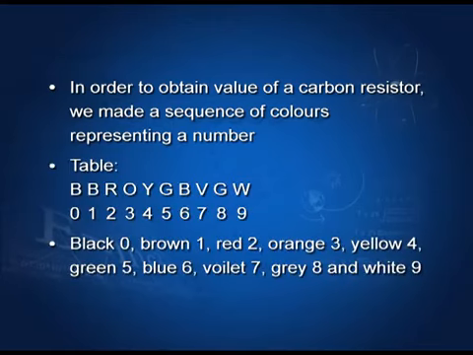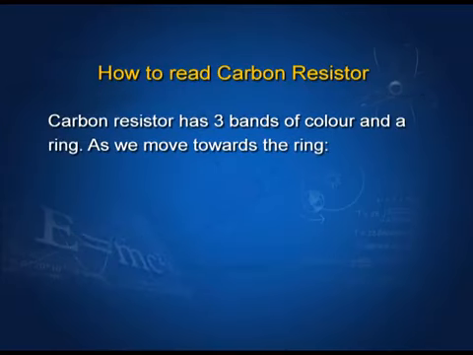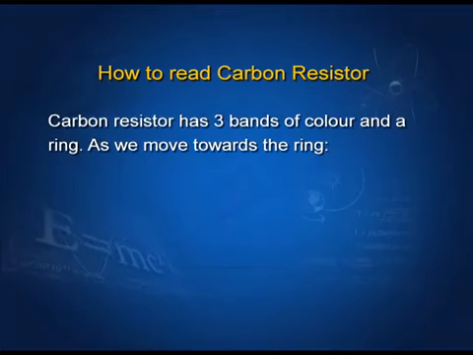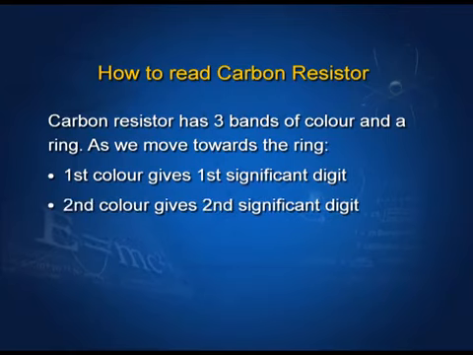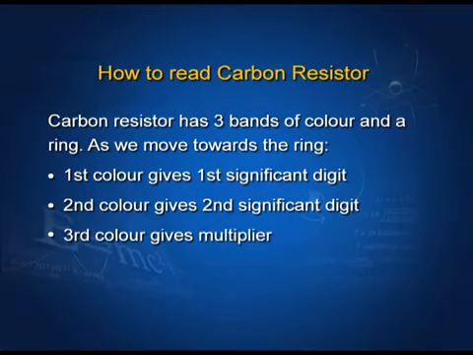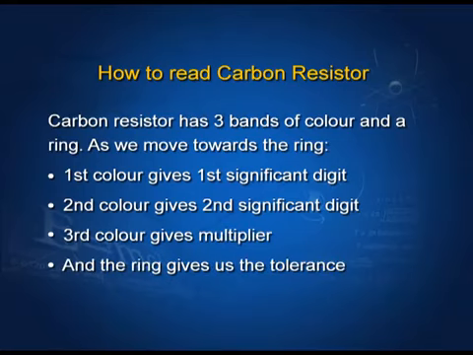Black is given 0, brown 1, red 2, orange 3, yellow 4, green 5, blue 6, violet 7, grey 8 and white 9. A carbon resistor has 3 bands of color followed by a ring. When we want to read the value of a carbon resistor, we start from the side of the ring. The first color gives the first significant digit, the second color gives the second significant digit, the third color gives the multiplier, and the ring gives the tolerance.